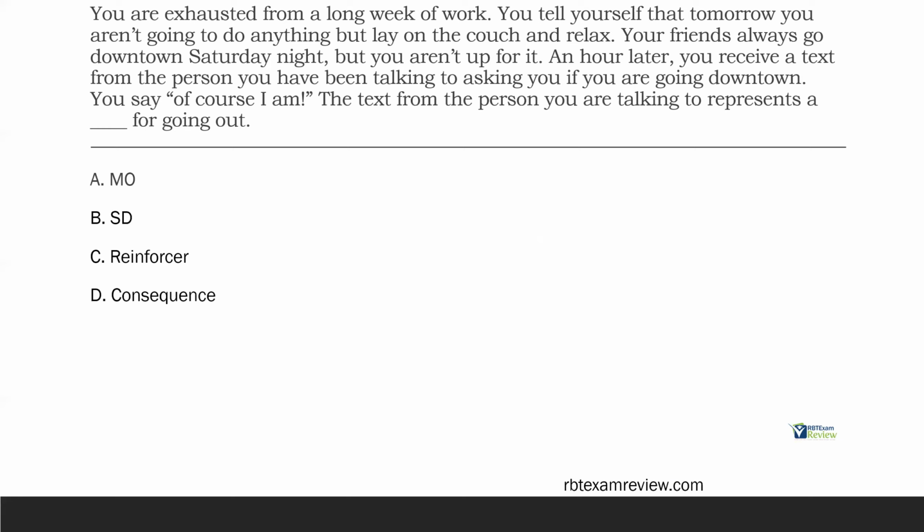Remember, MOs make you want, SD signals it's available. Well, it's always available because your friends always go downtown Saturday night. So you can go out regardless of if they text you or not. That text, what it does is it increases the value of going out because now you can see this person. Therefore, it is a what? A motivating operation.